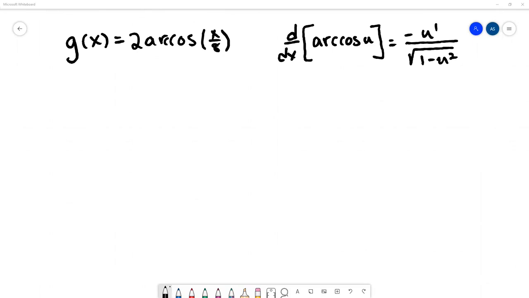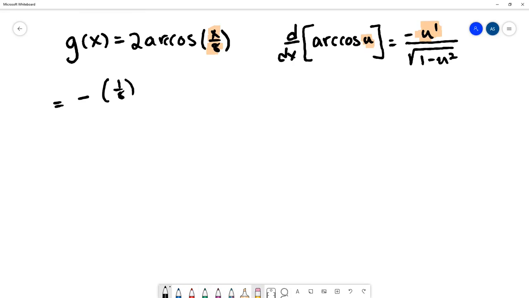So first we want to identify the inside function. We've got x over 8. So that's our u. We're going to calculate the derivative of the inside function, the derivative of x over 8. That's going to give us a negative derivative of x over 8. That's 1/8.